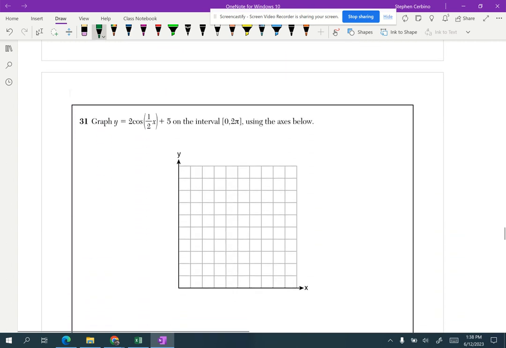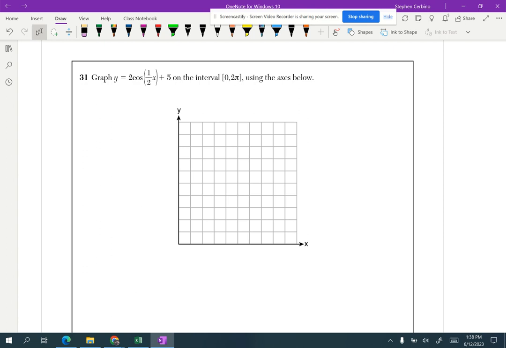Next one, a nice little sine or cosine curve. Cosine curve here, right? So we have an amplitude of 2. We have a midline of 5. 1, 2, 3, 4, 5. Make my little dotted line for midline. Go up 2. That would be at 7. Go down 2. That would be at 3.